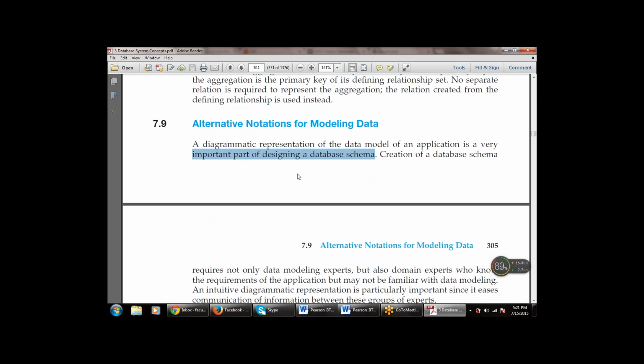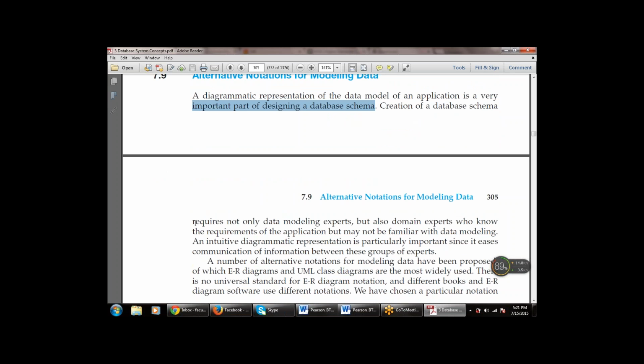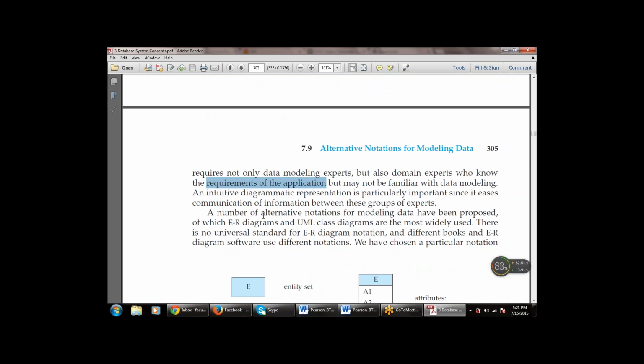So what is a database schema and how will it be represented in the ER model, that is a diagrammatical representation. The creation of a database schema requires not only data modeling experts but also the domain experts who know the requirements of the application but may not be familiar with data modeling. A number of alternative notations for data modeling have been proposed, of which the ER model and the UML class diagrams are the best known. Remember the UML class diagrams that we discussed in the assignment part.